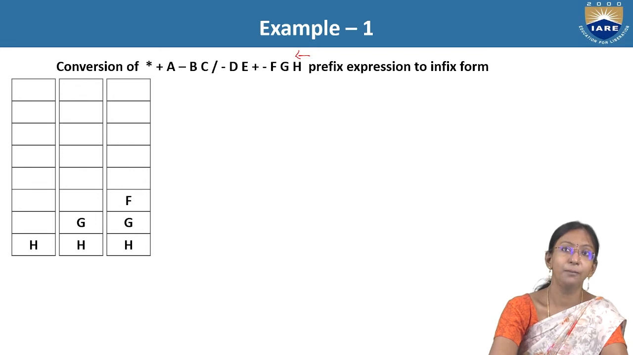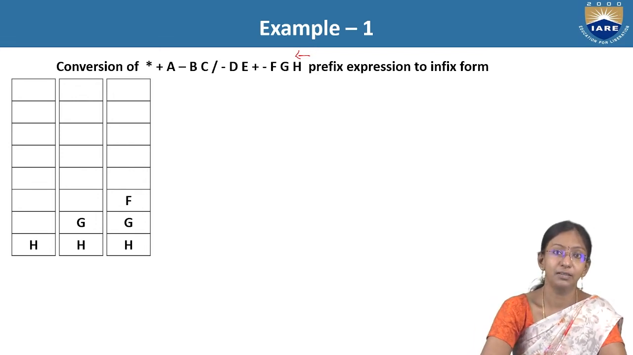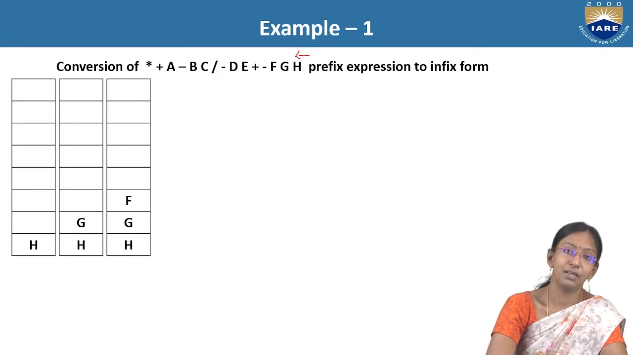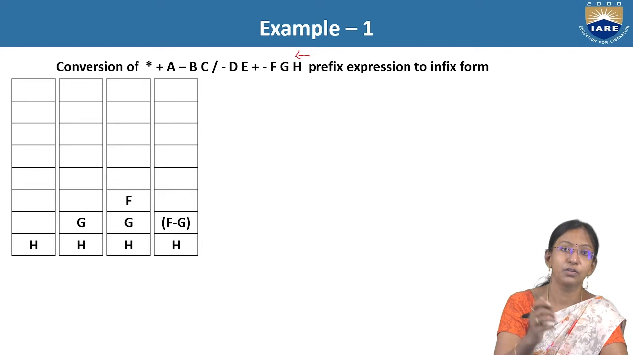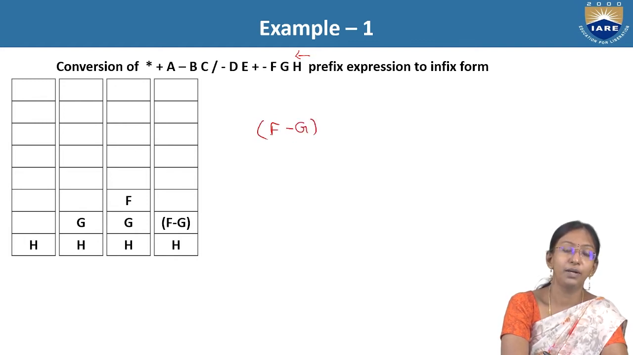Next comes my operator, which is minus. What did I tell you? Pop 2 characters from the stack, concatenate them within brackets using the operator, and push the result into the stack. That's what I have done. I have popped F first, then the top is going to point to G. Place them within the brackets, use the operator that is encountered, which is minus, and now push this result into the stack. Can you see on top of the stack you have F minus G?